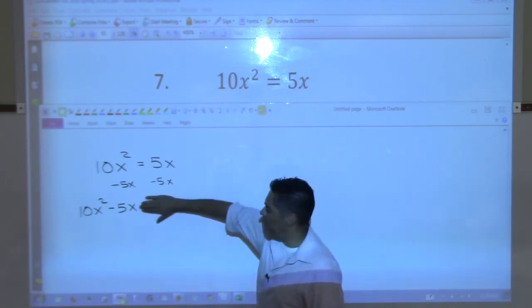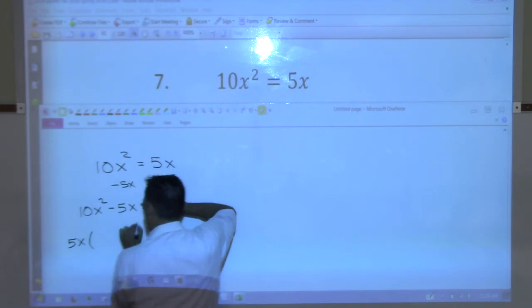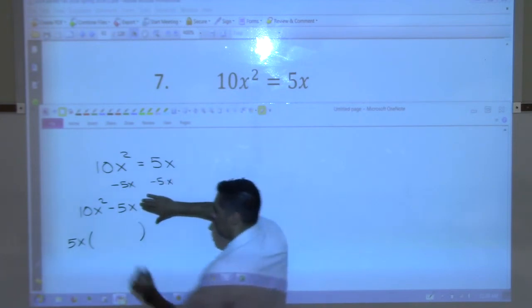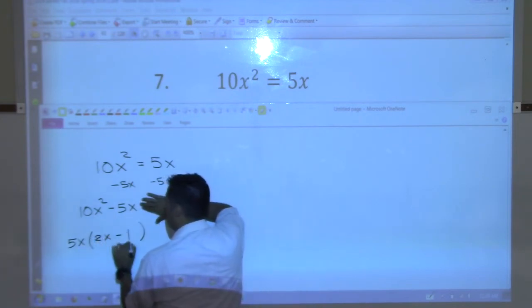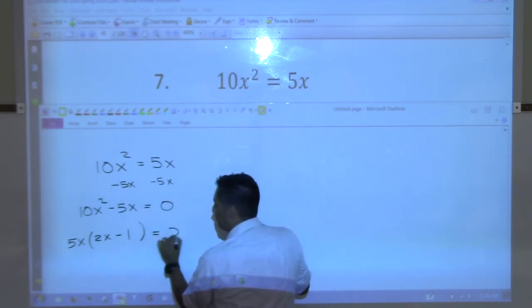So first step for that is what? Pull out a 5x, right? So pull 5x out. What would you be left with in here? You're going to be left with 2x minus 1. Good. Everyone agree? Now we still have to write equals 0.